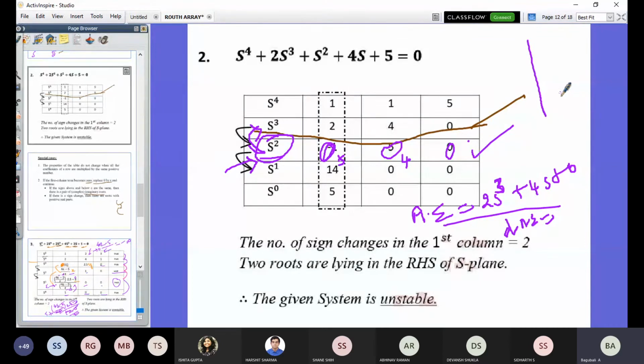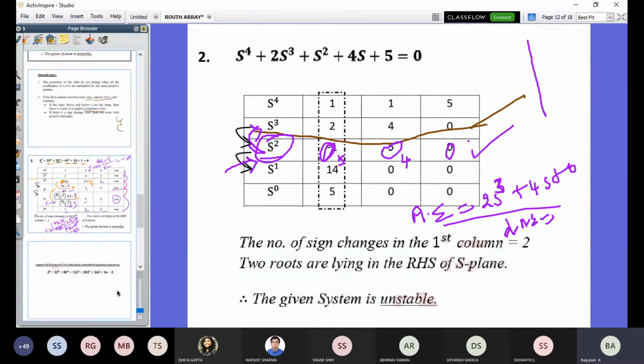Maybe some of the roots are located on the j omega axis, a non-repeated pair of roots lying on the j omega axis, or a repeated pole located on the j omega axis, poles or roots, whatever it is. The location we first determine, then we say that it is unstable or marginally stable. Clear? Clear the points?